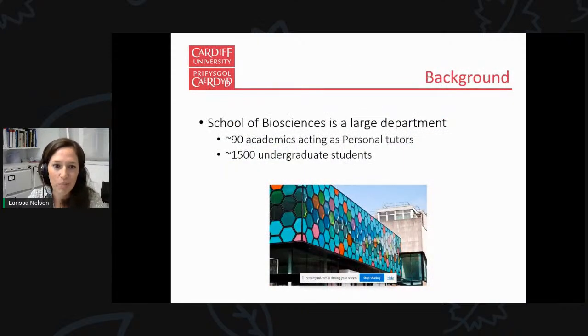Moving forward, the School of Bioscience is a large department. We have roughly 90 academic members of staff who act as personal tutors, and approximately 1,500 undergraduate students, give or take, because we have extra students that come and go. We have the dental students, for example, and we have intercalating students. Anyway, roughly 1,500 students. That's quite a large task of providing help and uniformity to the students across the board.